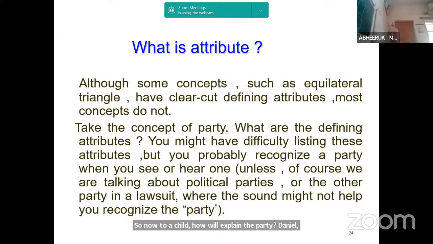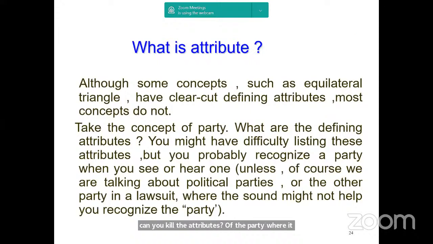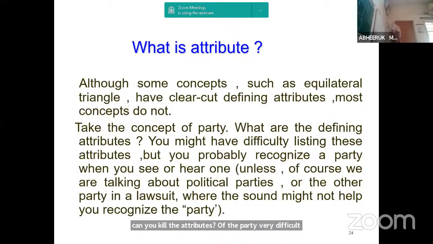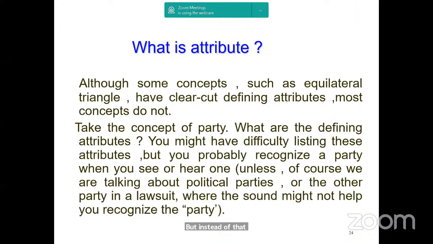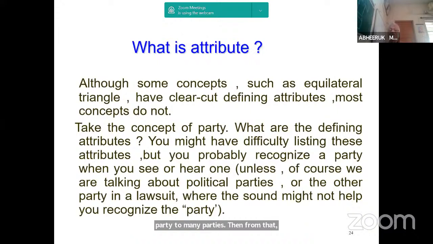Very difficult. But instead, if you bring the child to a particular party, to many parties, then from that he can understand what the common things are. He can recognize a party. So it is not always easy to teach a concept by defining the characteristics. It is always not very simple.